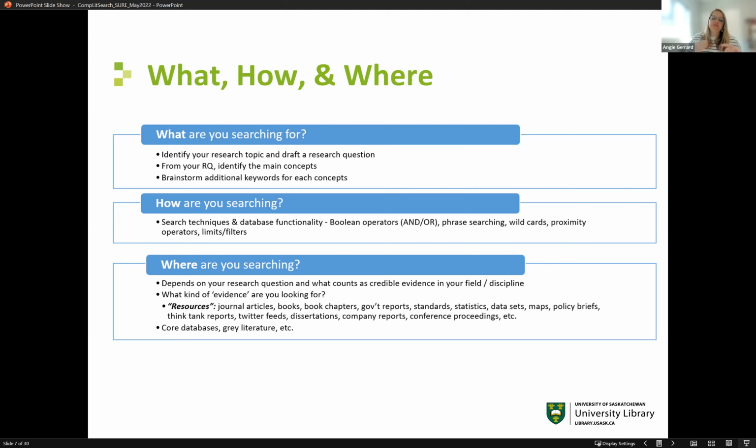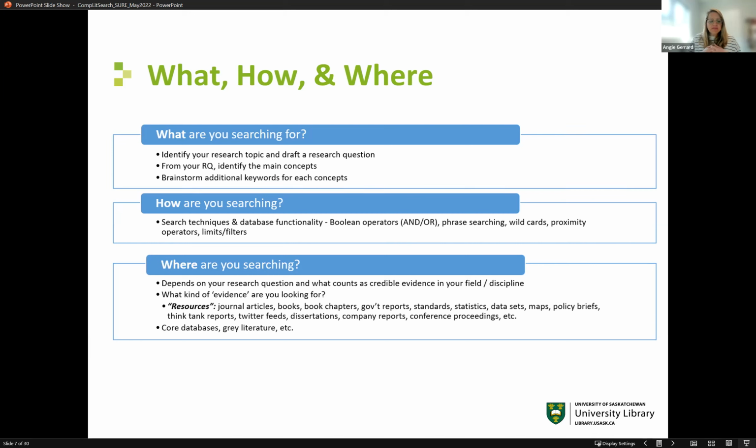And the third part is really the where. So where are you searching? And there is no golden rule in terms of, you must search in these three databases and this and that. It's so dependent, obviously, on your research question, also what counts as credible evidence in your specific field or discipline, and also what types of resources you're looking for. And so you can see on the chart here that I say evidence or resources. It really does depend on your research and your research field.